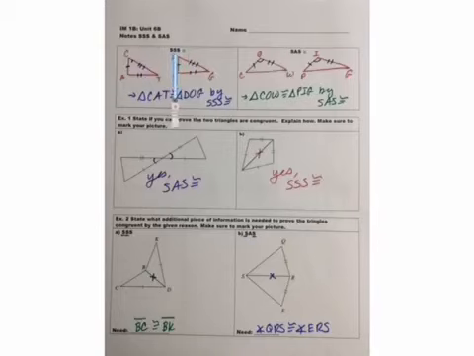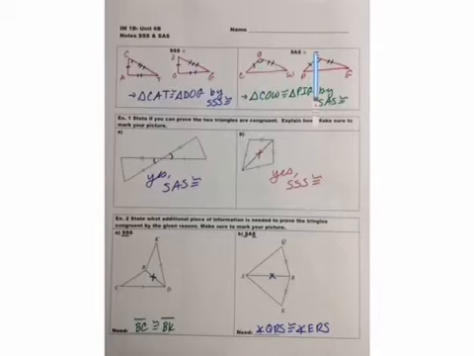So for this one, SSS congruence, we have to show that we have three sides of one triangle congruent to three sides of another triangle. And if we can show that, then we can say that the two triangles are congruent by SSS congruence. And you do have to put the congruence symbol on because there is a different type of SSS that is not congruence.